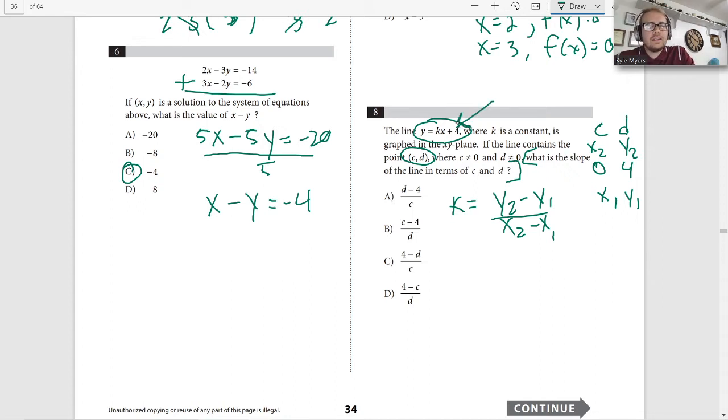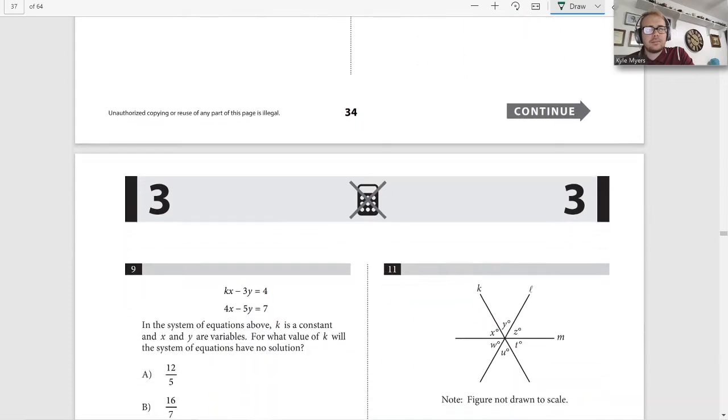And then we know C and D, which is what all these answers have in here. So k is equal to y2, d, minus y1, 4, over x2, c, minus x1, 0. And of course, c minus 0 is c, so it's d minus 4 over c. Final answer, there's number 8.